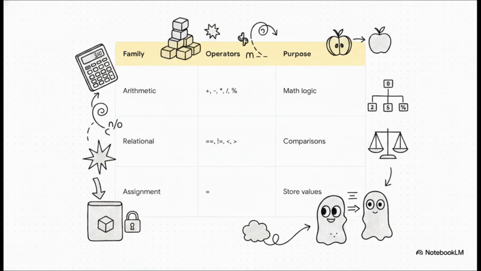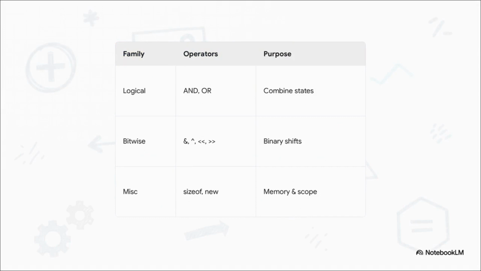These are your comparison tools. They're checking if values are equal to, not equal to, greater than, or less than one another. Finally, we have assignment operators, like the equal sign, which we already know simply drops a specific value right into a variable container. Okay, now we dive into the more abstract tools.